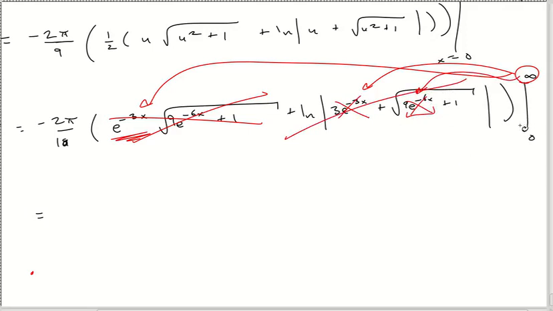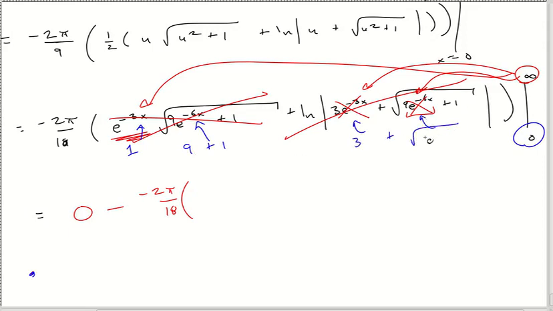And then it's 0 minus a negative 2 pi over 18 times all this stuff here with 0 plugged in. So let's see what would happen with the 0. Again, 2 negatives make a positive here in a minute. With the 0, if you have a 0 here, this makes a 1. When you have a 0 here, that'll make a 9 plus 1 in the end right there. When you plug in a 0 here, you get a 3. When you plug in a 0 here, you get the square root of 9 plus 1 yet again, so square root 10. And I believe it should just end up being then square root 10 plus ln of 3 plus the square root of 10.